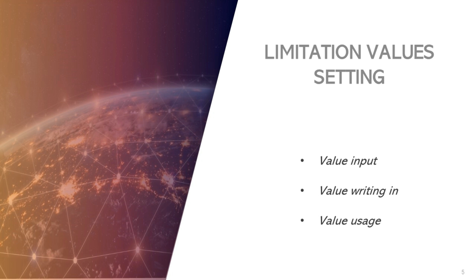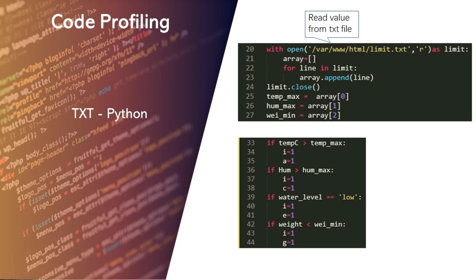The third one is value usage. After we collect all the values, these values will also be used in notification.python. Those limit values are read and then compared to the data retrieved by the sensor. So the system will push the notification when the trigger condition is reached.